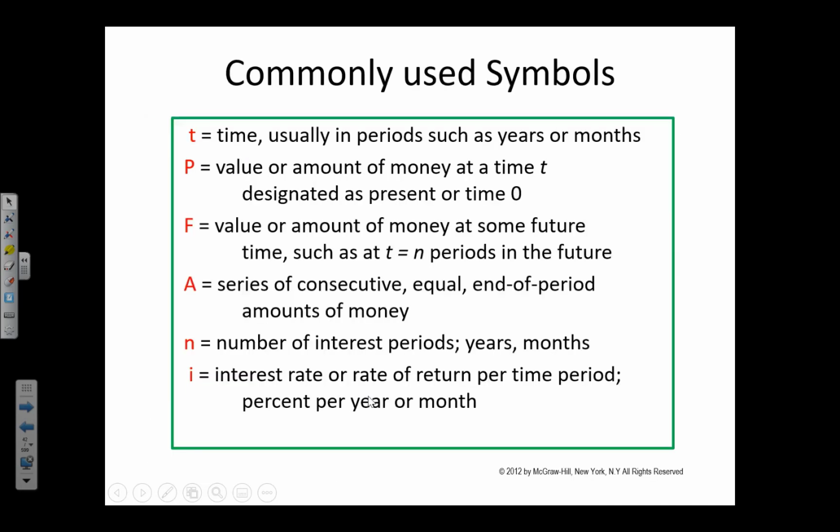Okay, now here are some of these labels. We've already seen P, F, A, and in previous class periods we've talked about n, which is the number of compounding periods, and i is an interest rate. So the lowercase i is a rate, meaning a percentage, whereas the capital I is the interest amount. So we distinguished between that in the first class meeting, where I is expressed as an amount per time. So that's what makes it a rate.